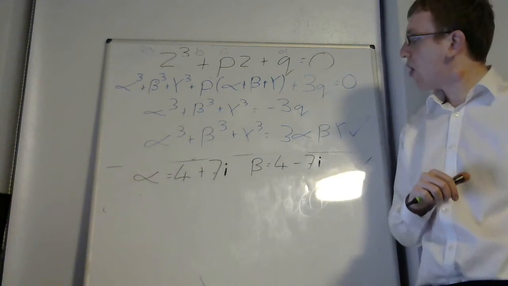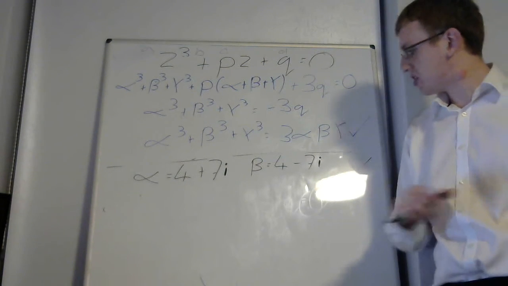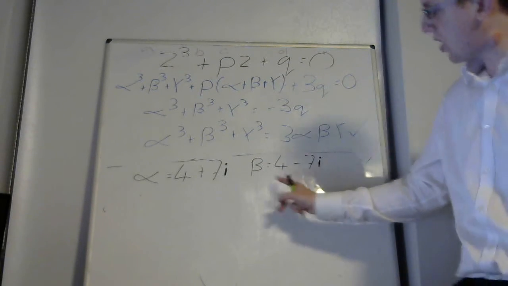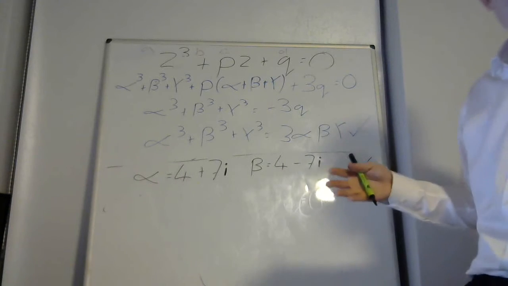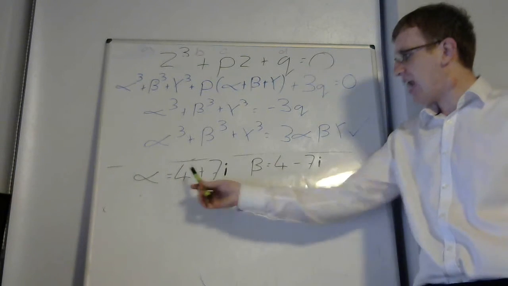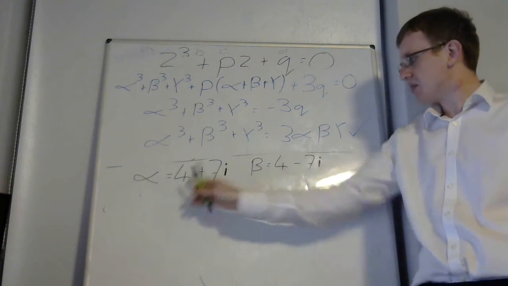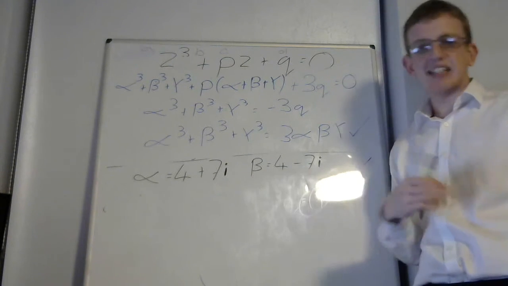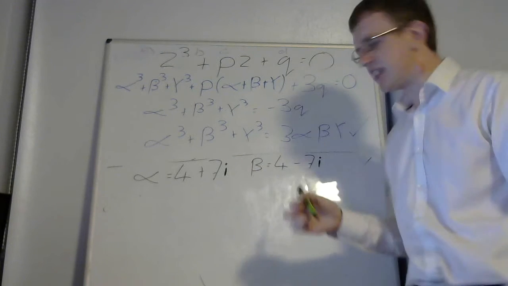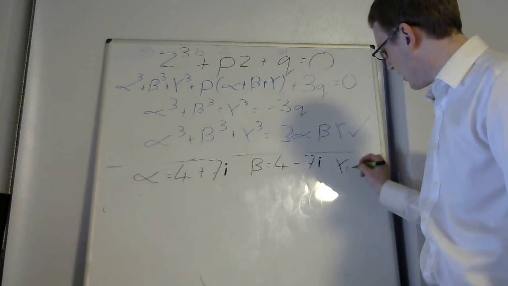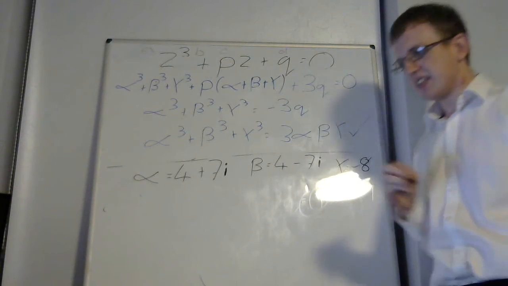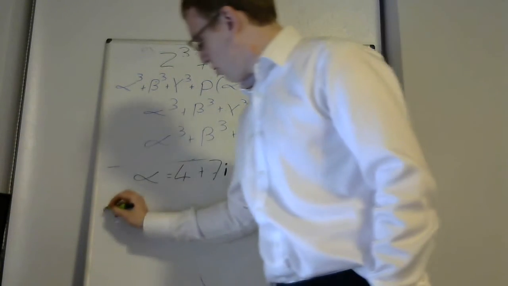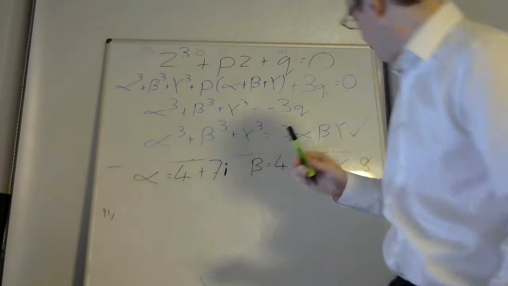And we know from the very first question that alpha plus beta plus gamma is equal to 0. So because we know alpha and beta, we can find gamma really easily. Alpha plus beta would be 8 because the 7i and the minus 7i cancel out. So if alpha plus beta is 8 and alpha plus beta plus gamma is 0, then gamma must be minus 8. 2 marks, lovely.